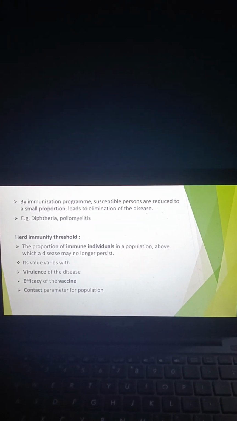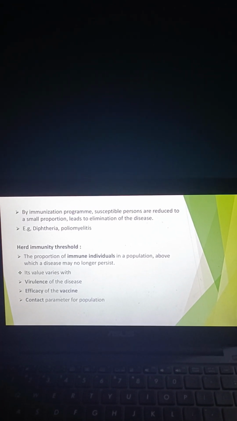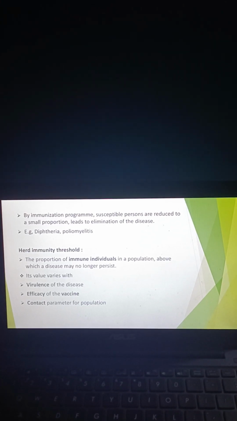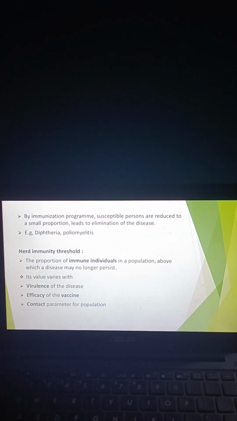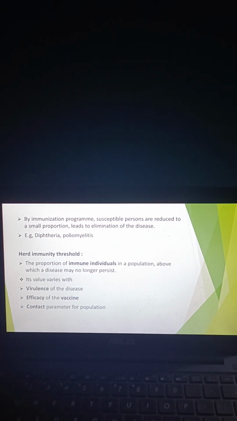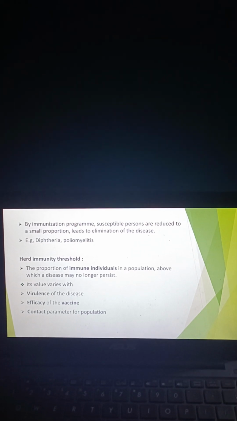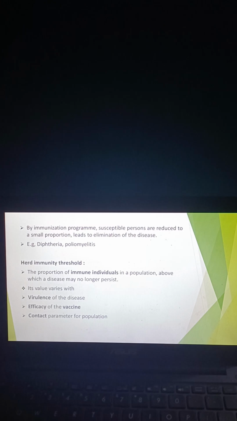Through an immunization program, susceptible persons are reduced to a small proportion, which leads to elimination of the disease, for example diphtheria and poliomyelitis. Herd immunity threshold is the proportion of immune individuals in a population above which a disease may no longer persist. Its value varies with the virulence of the disease, efficacy of the vaccine, and contact parameter for the population.